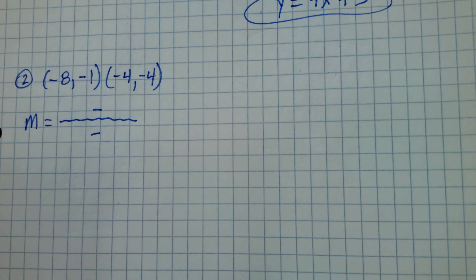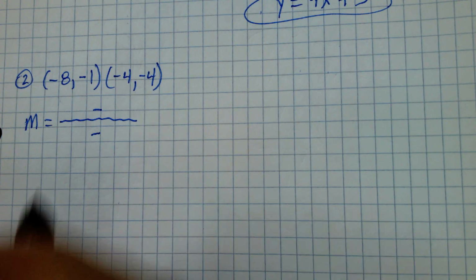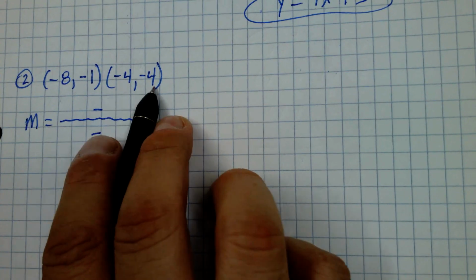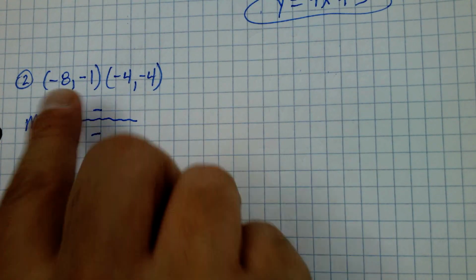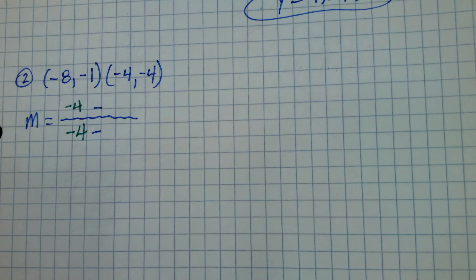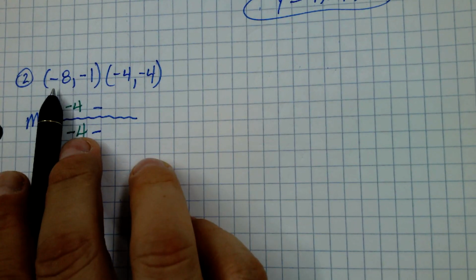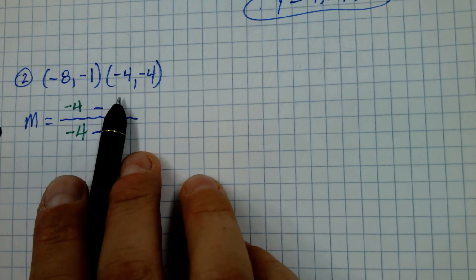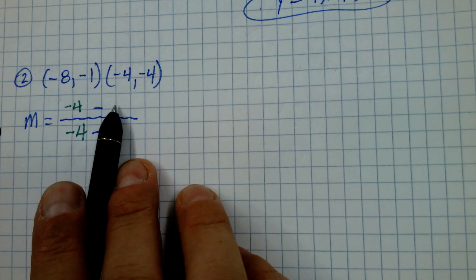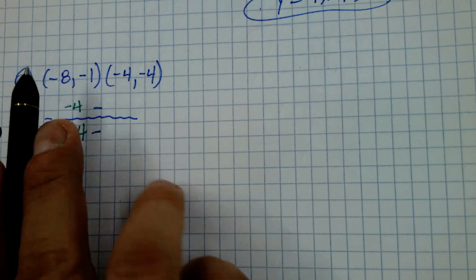Okay, here we go. I'm going to pick this one first. -4, -4. We're going to put those numbers here. So here we go. -4, -4. We're on our way. So that means I'm going to use -8, -1 first. Which number goes on top? -8 or -1? Remember, you want the y values here. -1. And negative 8 will go here.